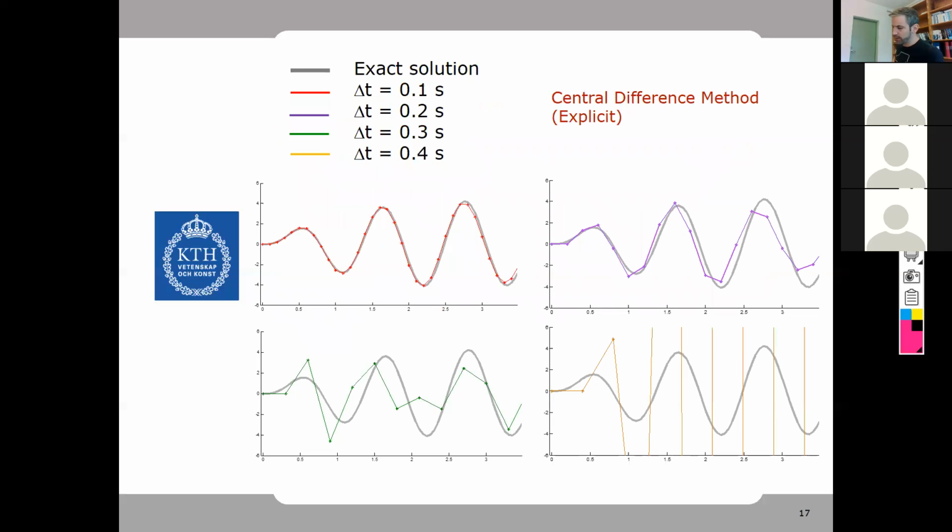And here we have the results of our simulation done with the first method that we went through, the central difference method, which is an explicit method. I have chosen to plot the result for 4 different delta t's, okay? We have a delta t of 0.1 here. And you can see that the result is very accurate.